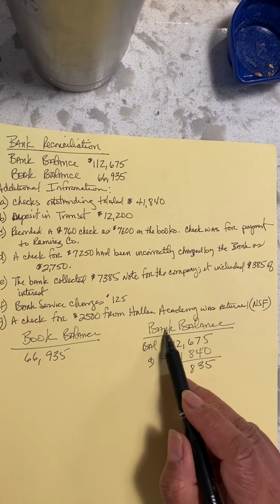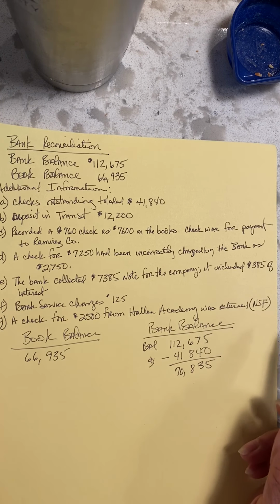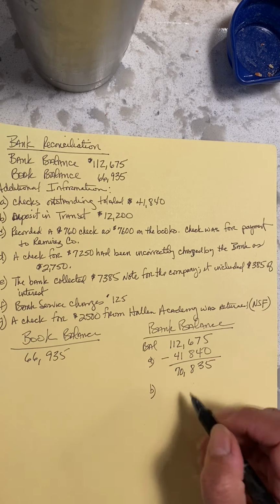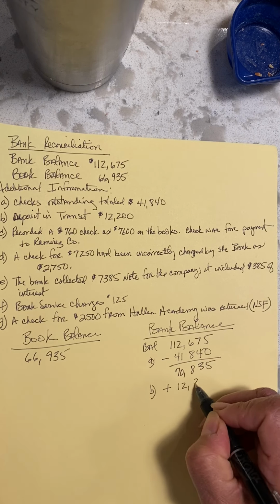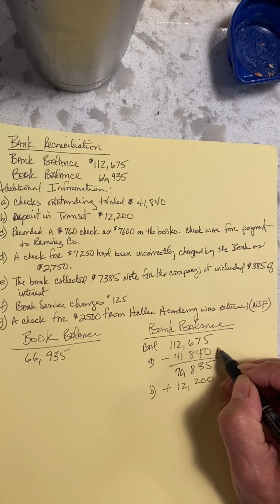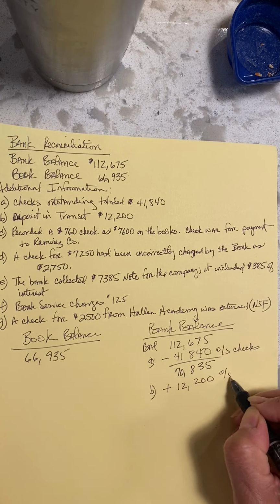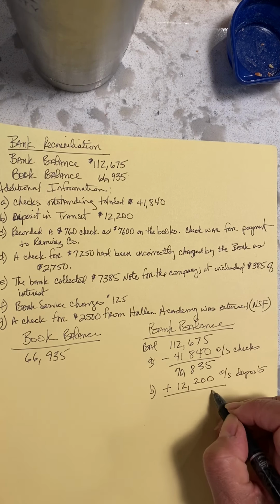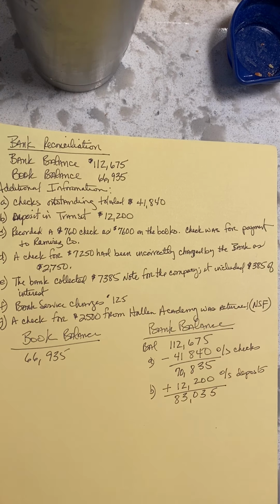And the next item is the deposit in transit. So that also adjusts the bank balance. This is money that we've deposited into the bank, but the bank doesn't know about it when they prepared the statement. So for B, I'm going to add 12,200. This was outstanding checks, and this was outstanding deposits. I'm going to add that up, and I get 53,038. So that's our adjusted balance there.